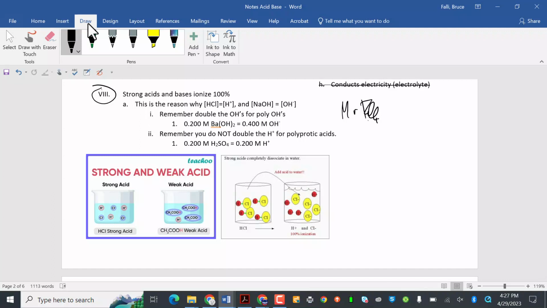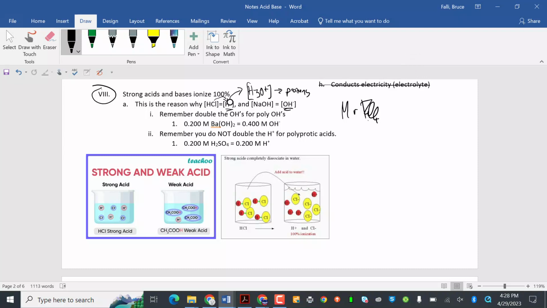Strong acids and bases ionize 100%, that means completely. This is why the concentration of HCl equals the concentration of H positive. And remember, H positive is the exact same thing as H3O positive, and it's the exact same thing as the number of protons. So when that happens, you can find the concentration of H positive from a strong acid or OH negative from a strong base.